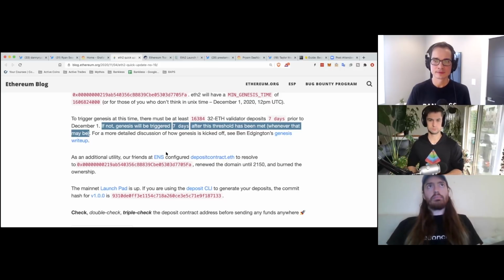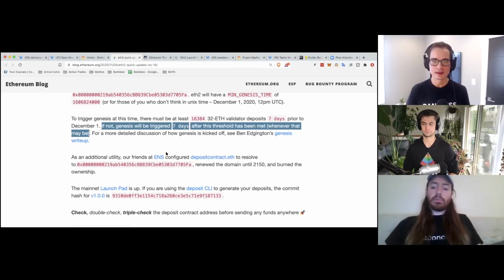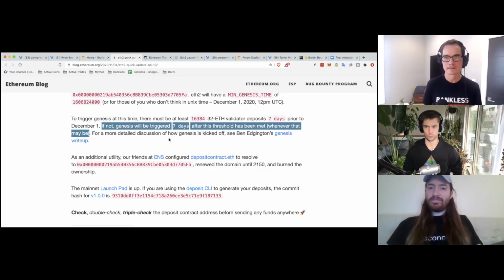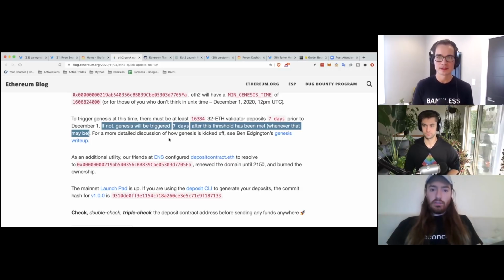If you want to put it into simple terms, we'll start on December 1st or 7 days after the 16,384th deposit, whichever comes later. Okay, that's the decision. There's no actual deadline. We have years and years and years to get this much Ether if we ever needed it for whatever reason.